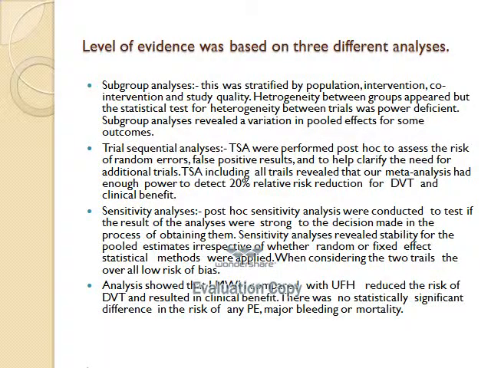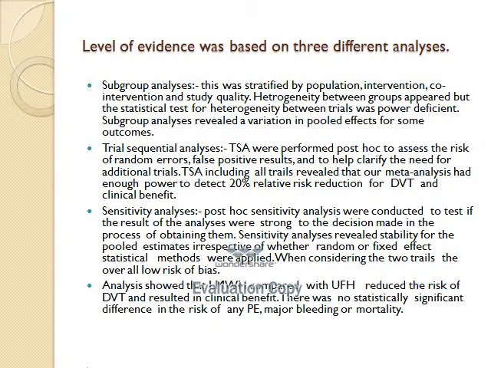Next, moving on to the level of evidence, which was based on different analyses. There are 3 groups I'm going to use for analyzing this evidence: the first is subgroup analysis, the second one is trial sequential analysis, and the third one is sensitivity analysis. Subgroup analysis was stratified by population, intervention, co-intervention, and study quality. Heterogeneity between groups appeared, but the statistical test of heterogeneity between trials was underpowered. Subgroup analysis revealed a variation in pooled effect for some outcomes.